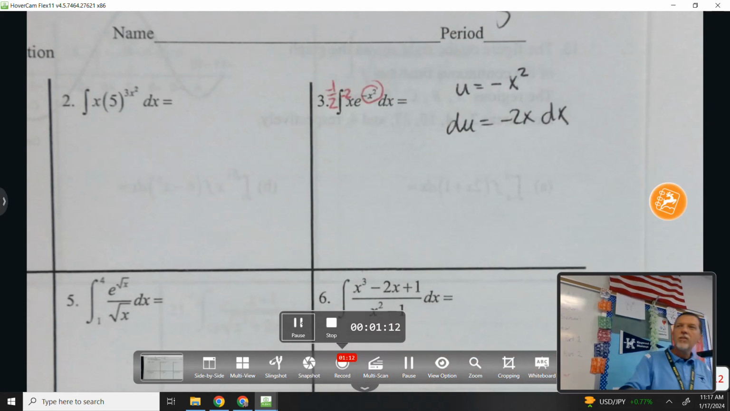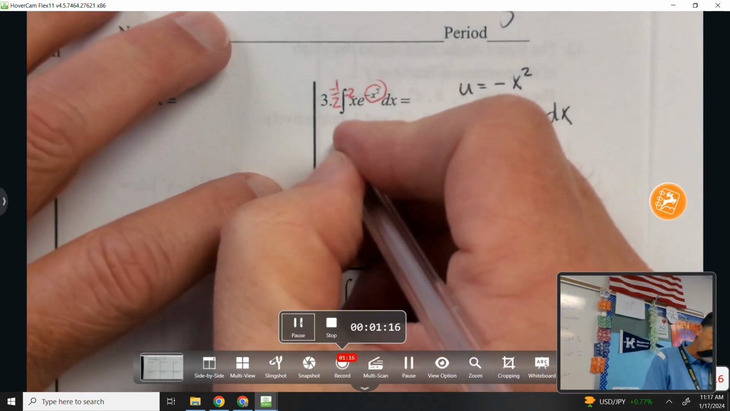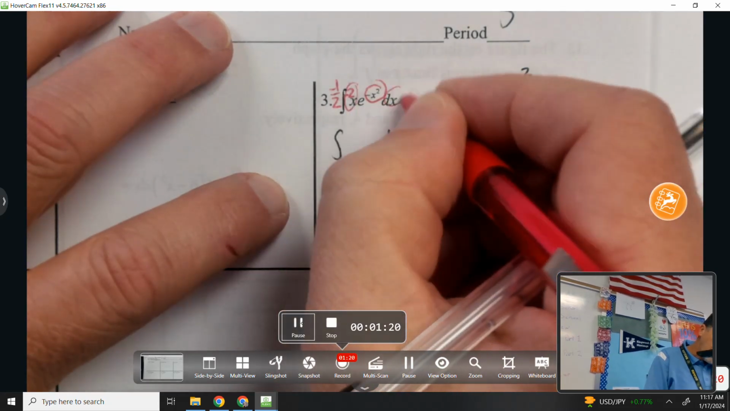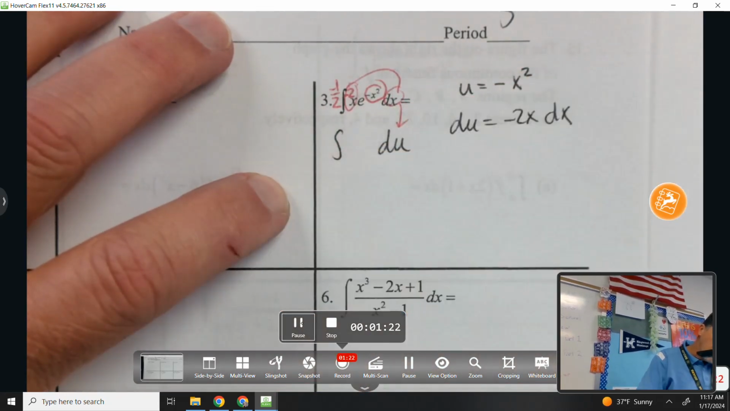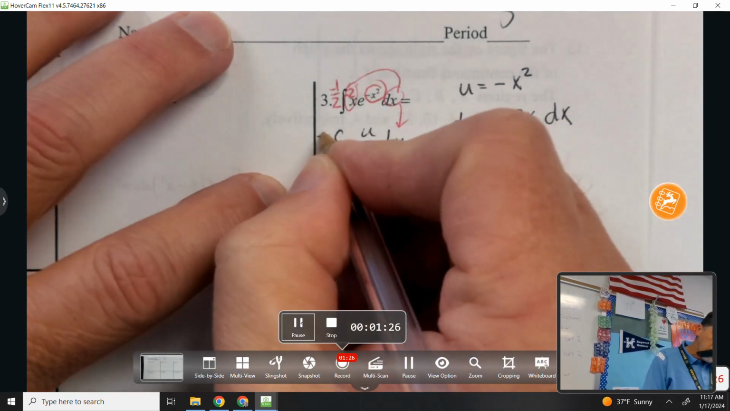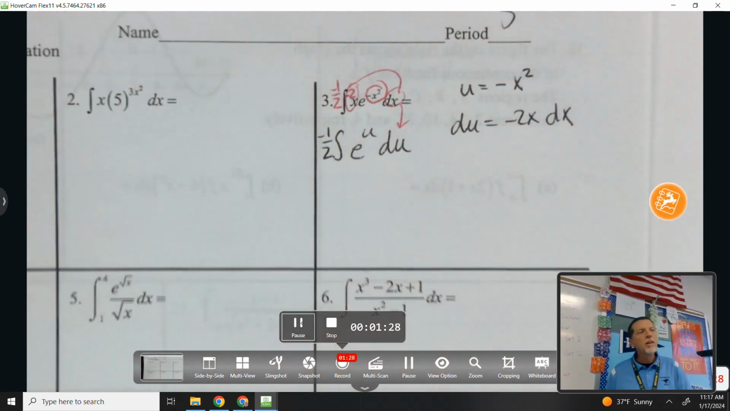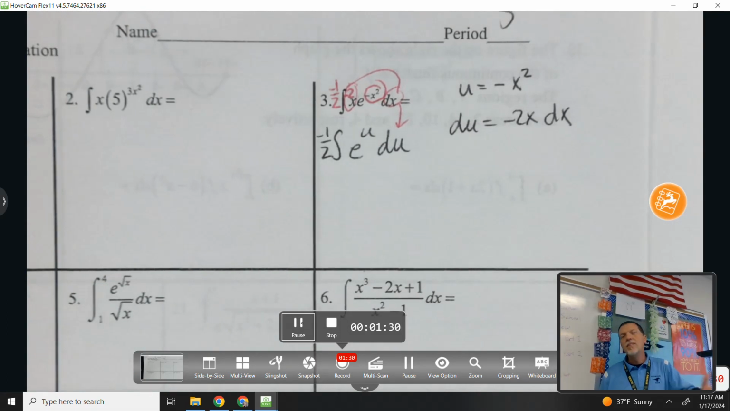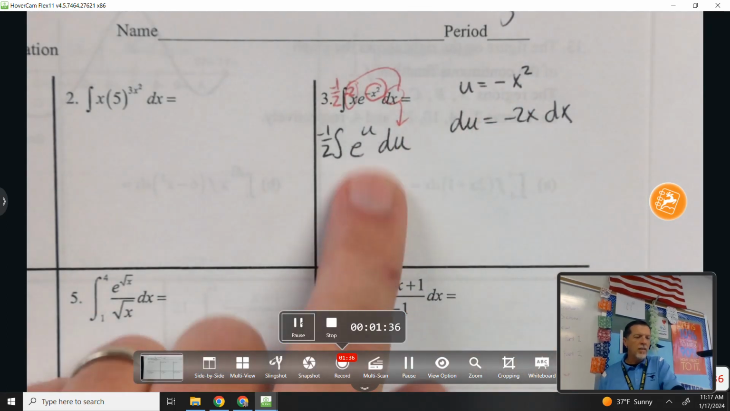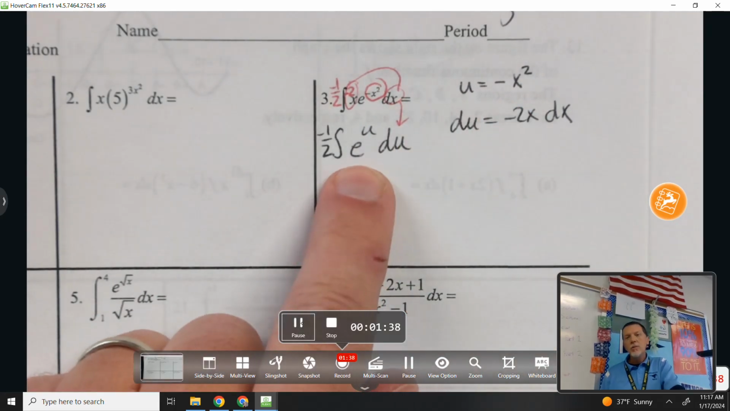We can spawn in the negative 2 to make the du show up. So that negative 2x and dx make the du. We picked negative x squared to be u, and we still have a negative 1/2 out front. And this is how u substitution is supposed to work. You pick something for u, it makes the integrand a whole lot easier and recognizably easier.